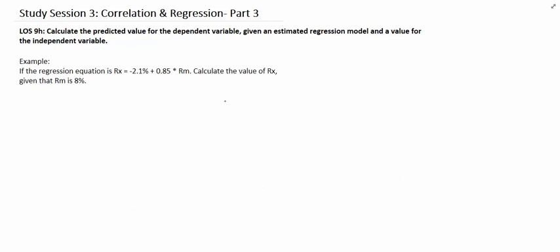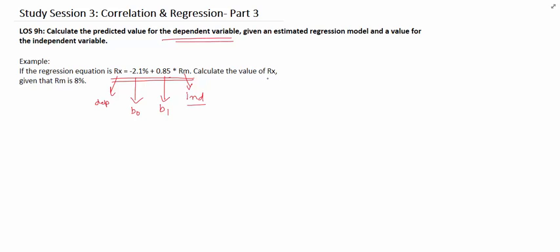Next, we move to calculating the value of the dependent variable. This LOS is comparatively very simple. Here, let's work this out with the help of an example. Suppose that the regression equation they have given you is Rx equal to minus 2.1% plus 0.85 into Rm. 0.85 is B1 and minus 2.1% is B0, the intercept term. This is the dependent variable and this is the independent variable.